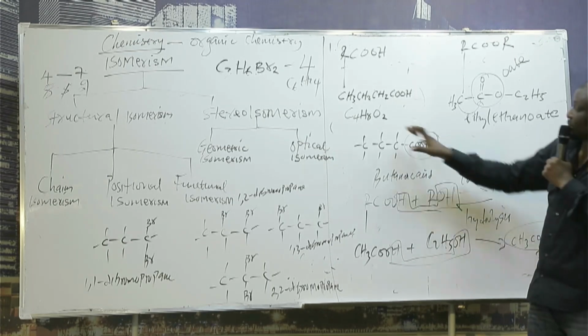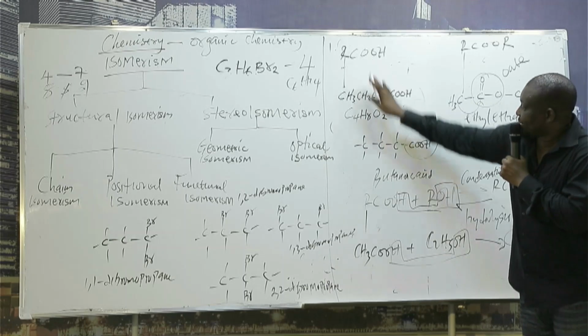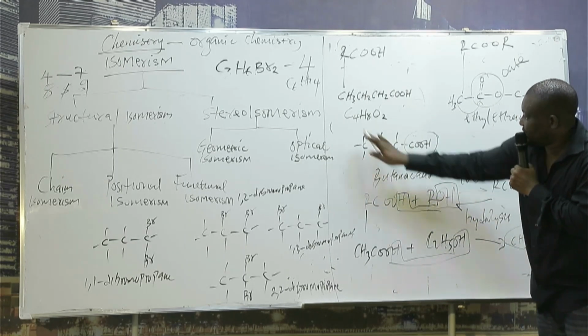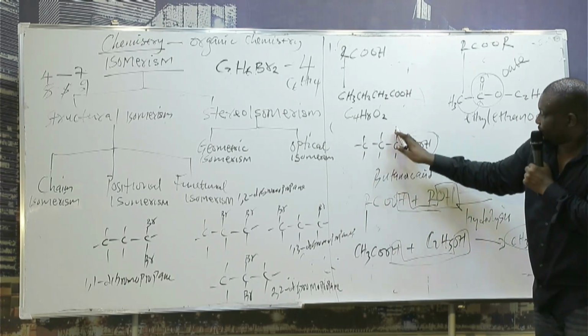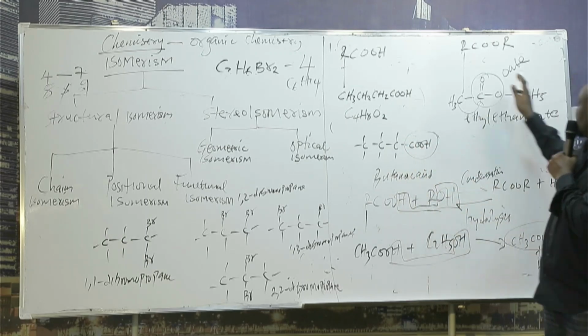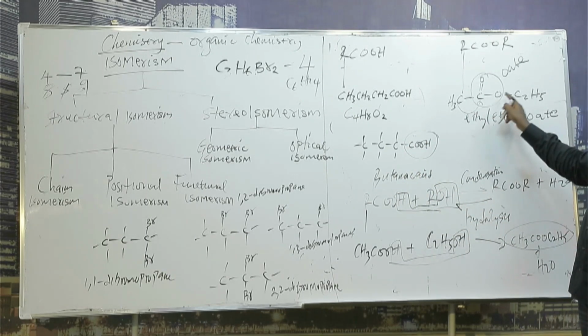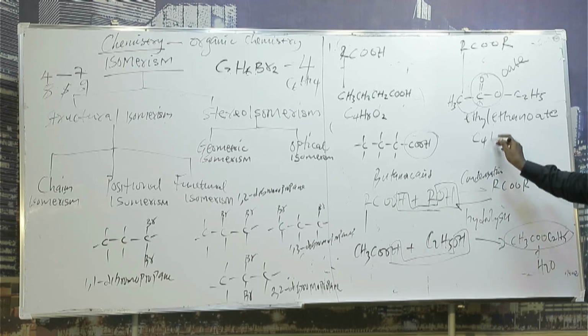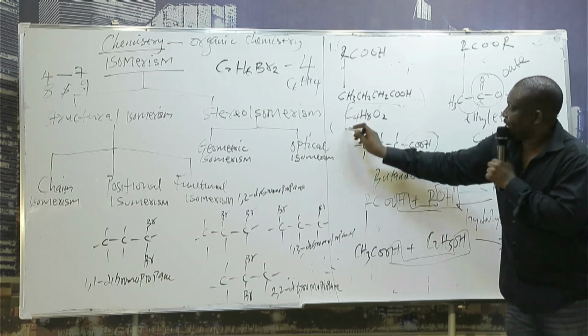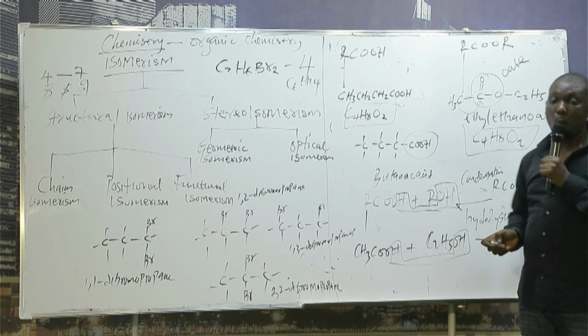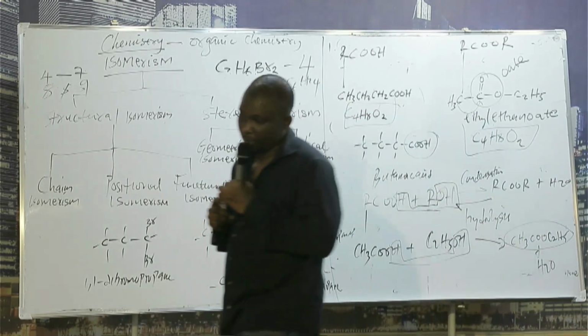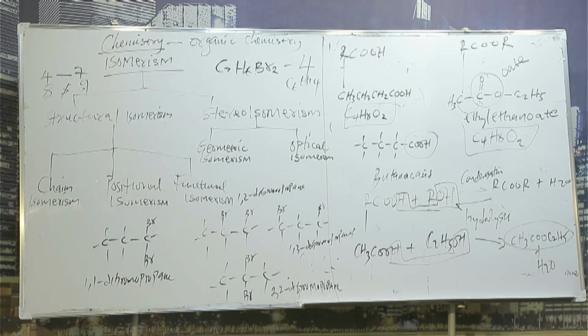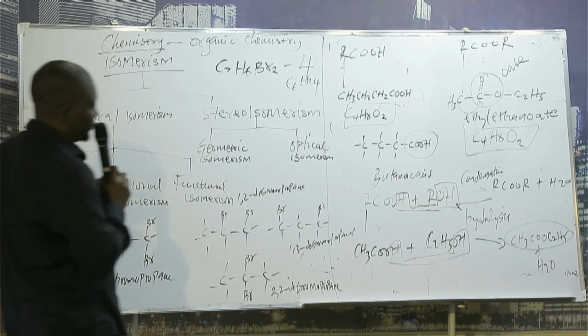So check if the two are isomers. Check. This one has what? 1, 2, 3, 4. C4. 1, 2, 3, 4, 5, 6, 7, 8. H8. Let's check this one. How many carbons are here? 1, 2, 3, 4. C4. H is how many? 3 plus 5, H8. How many O's are there? O2. So the two are isomers. But what form of isomer is this? Functional group. Period. Take notes.